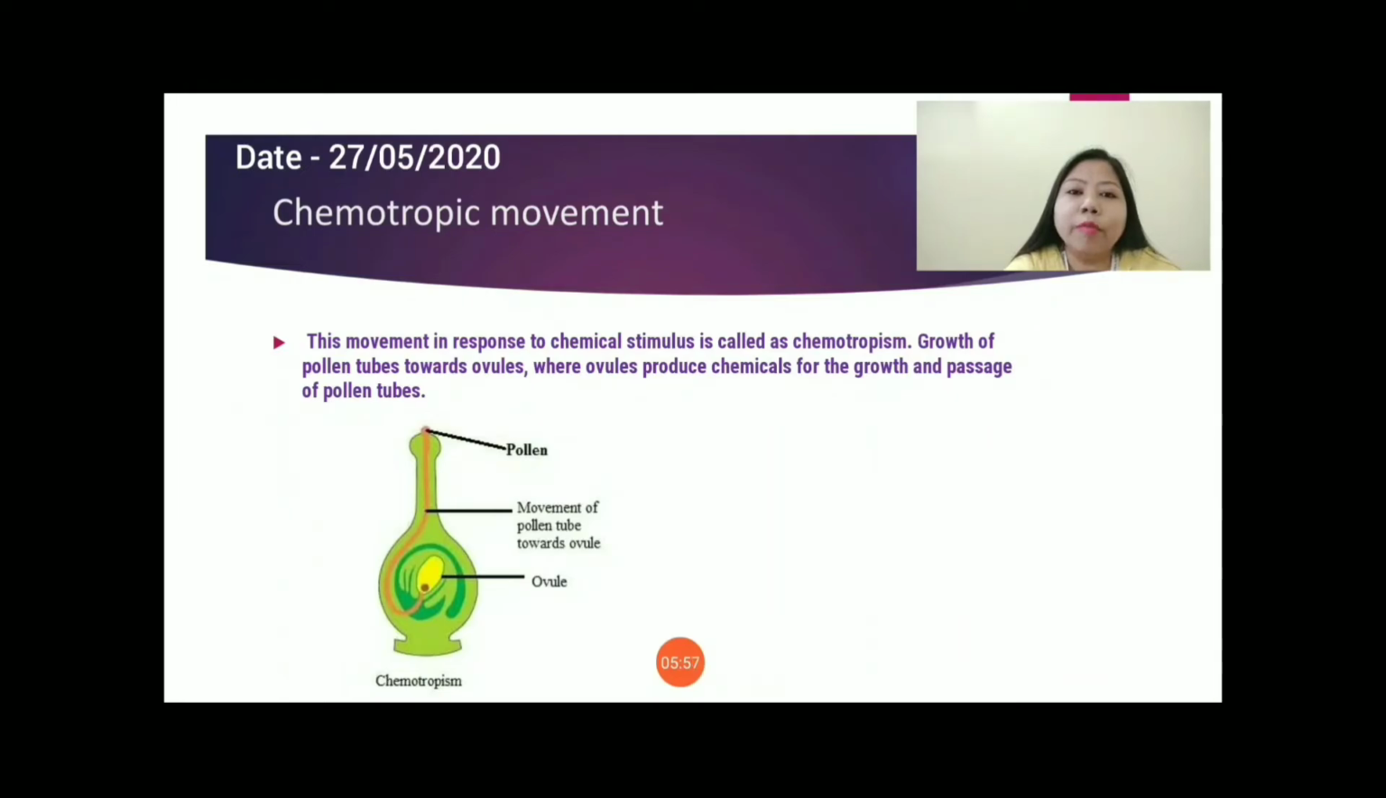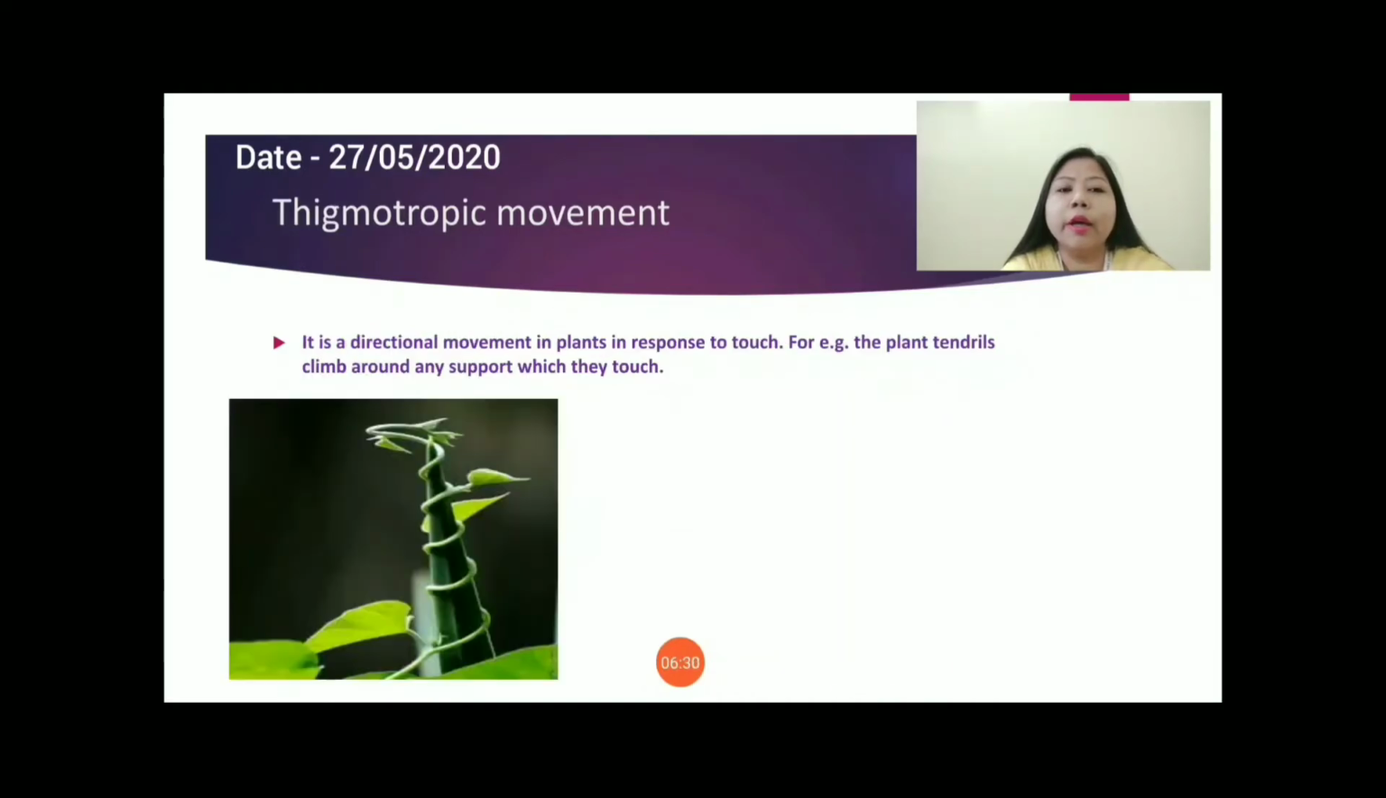The fourth type of movement that takes place in plants is chemotropic movement. This movement takes place in response to stimulus chemicals, and the pollen tube, when it moves towards the ovule, is moving due to chemotropic movement. Ovules produce some chemicals which stimulate the pollen tube to move towards it. So this type of movement is called chemotropic movement.